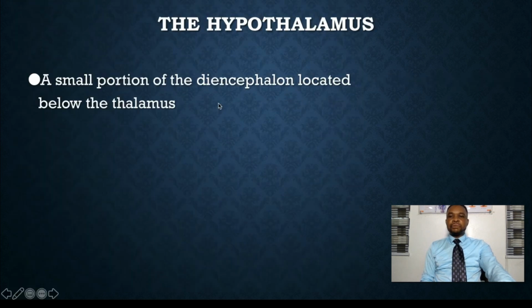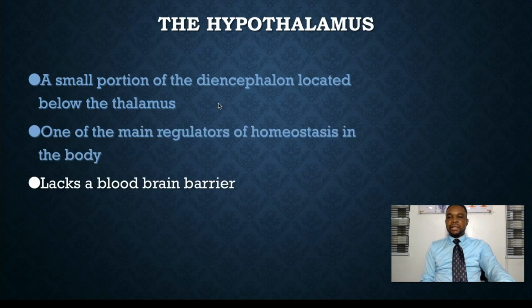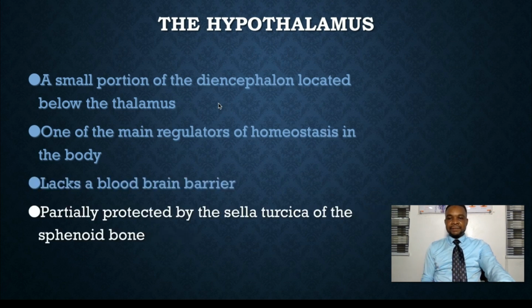So the hypothalamus, the word hypo meaning below the thalamus. So it's the small portion of the diencephalon located below the thalamus. It is one of the main regulators of homeostasis in the body. It also helps in other activities in the body.